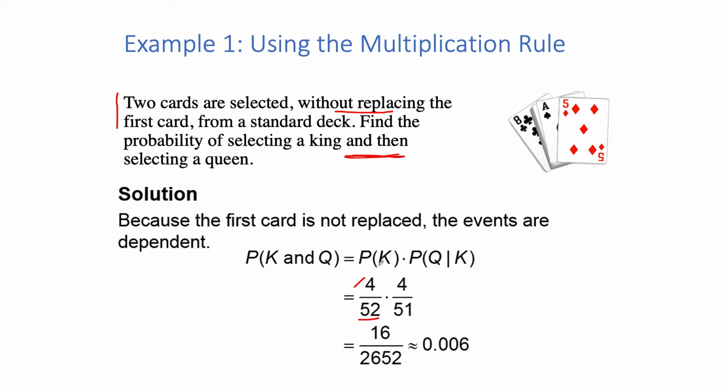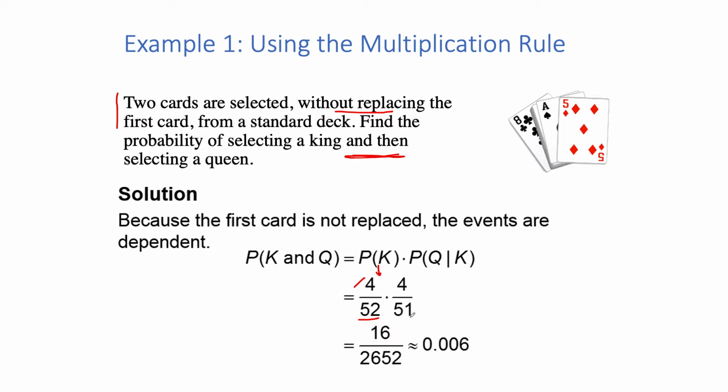So the probability of the king is basically 4 over 52. All 52 cards are still left in the deck, with 4 kings in the deck. The probability of getting a king out of this deck is 4 over 52, times the probability of getting a queen from this deck, given that the first card was a king and was not replaced.